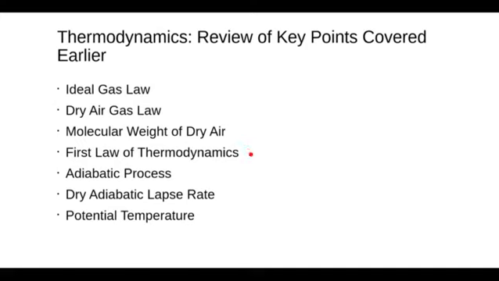First law of thermodynamics: the change in heat in a parcel goes towards two major processes in dry air, work and internal energy. Adiabatic process is one where no heat is added. The dry adiabatic lapse rate is the rate of temperature change with height that a parcel experiences if it is undergoing an adiabatic process. And potential temperature, this is that temperature that is conserved for adiabatic motion. So we'll be reviewing these points now and as we continue on in thermodynamics.